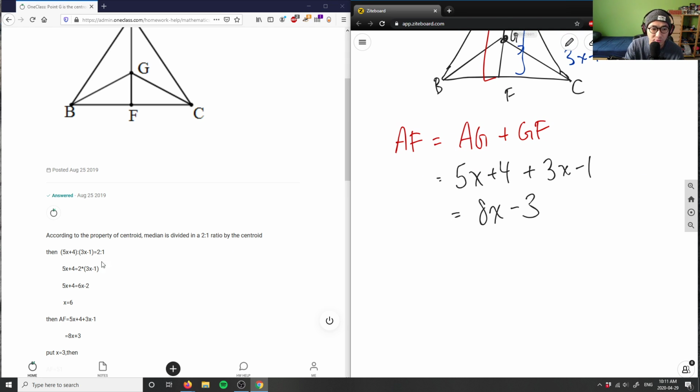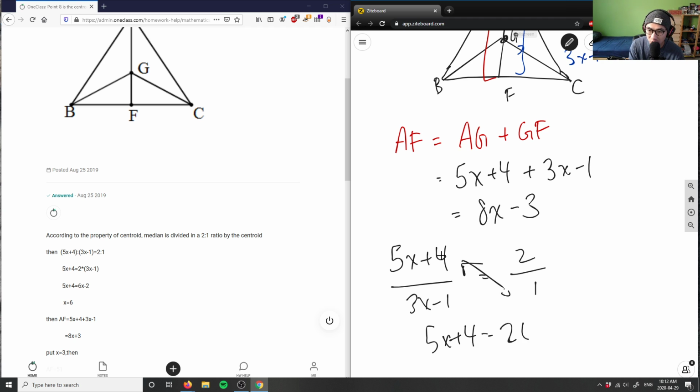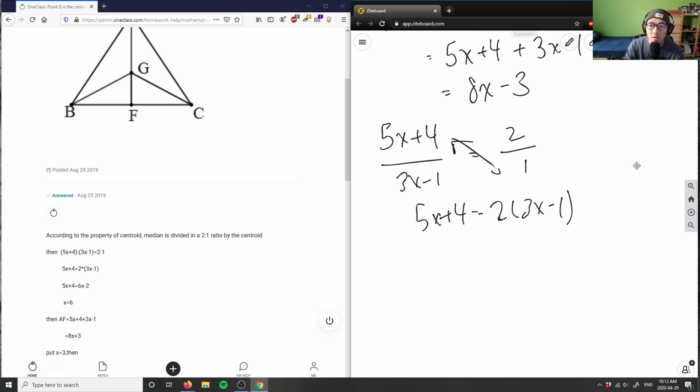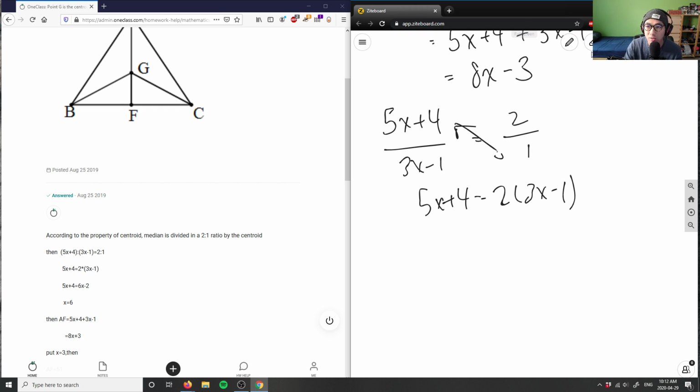So you have 5x plus 4 divided by 3x minus 1 in ratio, and basically what they're going to do is then cross multiply. So let me just show you this here on the side. So we have 5x plus 4 over 3x minus 1 equals 2 to 1, right? So they're going to cross multiply. 5x plus 4 is going to go on this side, and then you have 2 times 3x minus 1 that's going to go on this side here. And once you do that, you can solve for the x value, right?